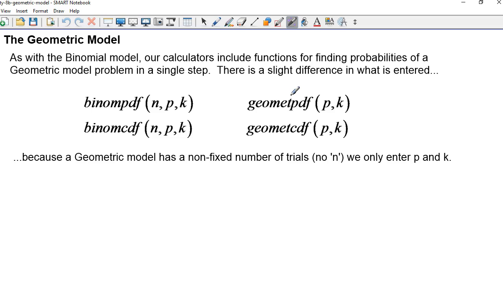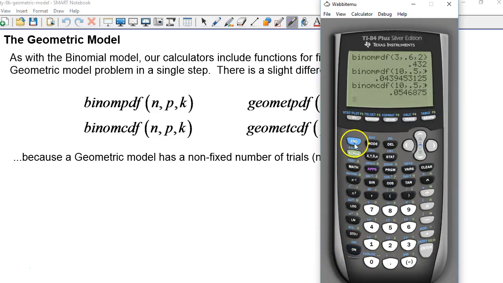Okay, as with the binomial model, our calculators include functions for finding the probabilities of the geometric model in a single step. They're called geometpdf and geometcdf. But because the geometric model doesn't have any fixed number of trials, there's no n, so we only have to enter the probability of success and then which trial is going to be the one that's first successful. And the C version means that the first success occurs on or before some number. These are in the same location in the calculator as the binomial PDF. They're under the distributions menu. If you scroll down, they're at the very, very bottom of the list, geometpdf and geometcdf.